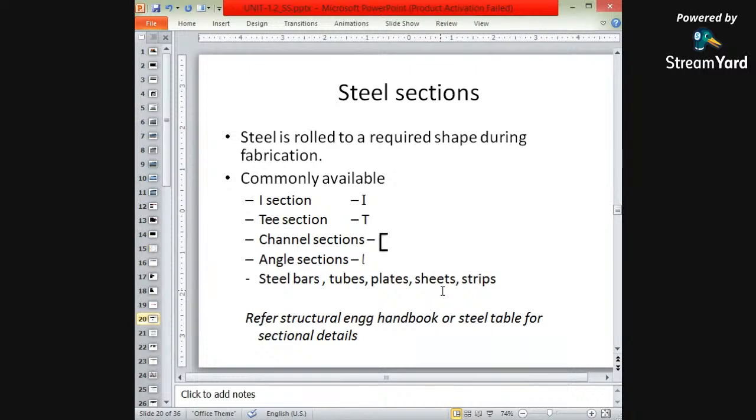You have to purchase or download the steel sections or steel tables from Google, that is, the browser. You have to download the steel tables also, okay? IS 800 2007 also, and steel tables also. In the steel table, these are the various steel sections that have been used: I section, T section, C section, L section, and these are the tubes, plates, and sheets. These are the different sections taken care of in the steel table.